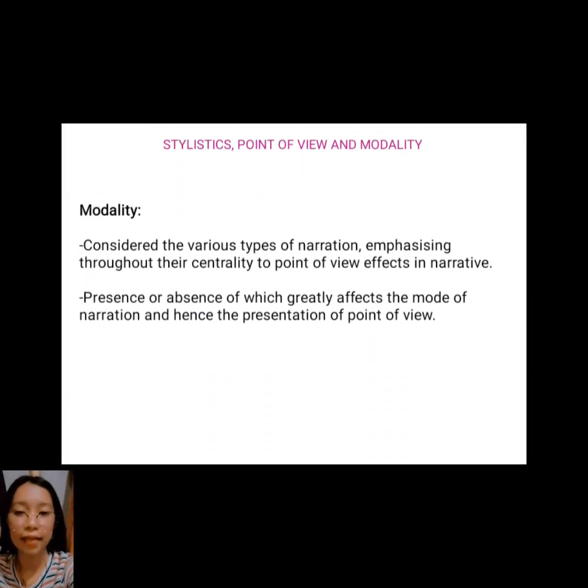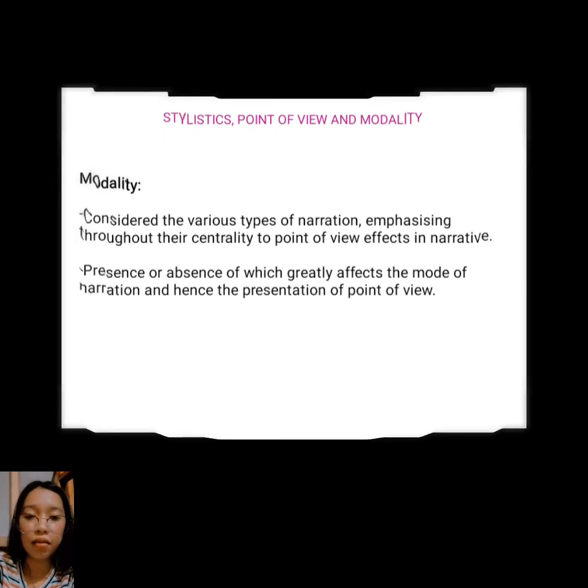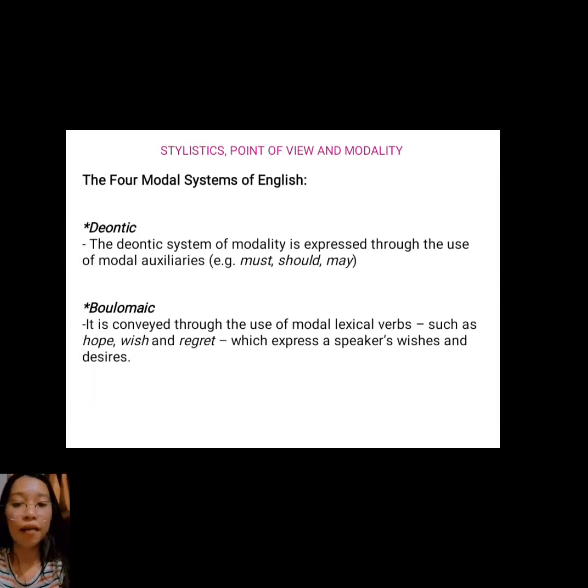Next is modality. We have to consider the various types of narration, emphasizing throughout their centrality to point of view effects in narrative. Modality engages speaking through face-to-face, over the telephone, Google Meet, or Zoom. Next, we have the four modal systems of English.